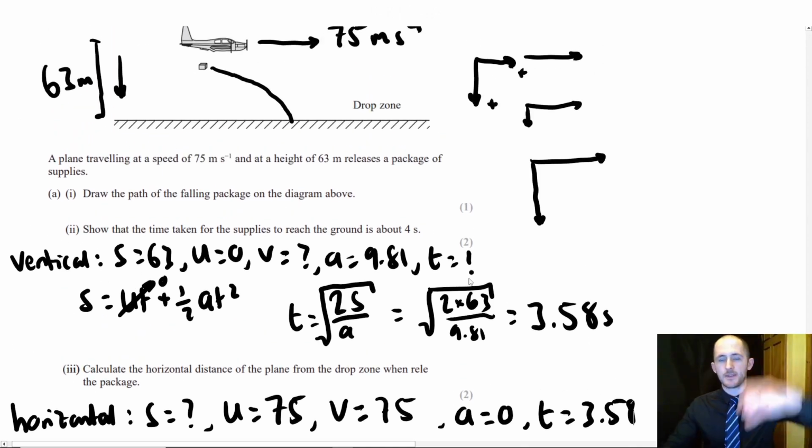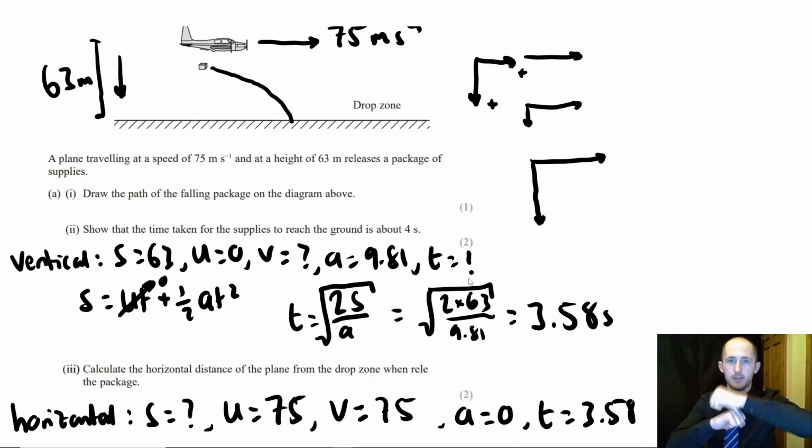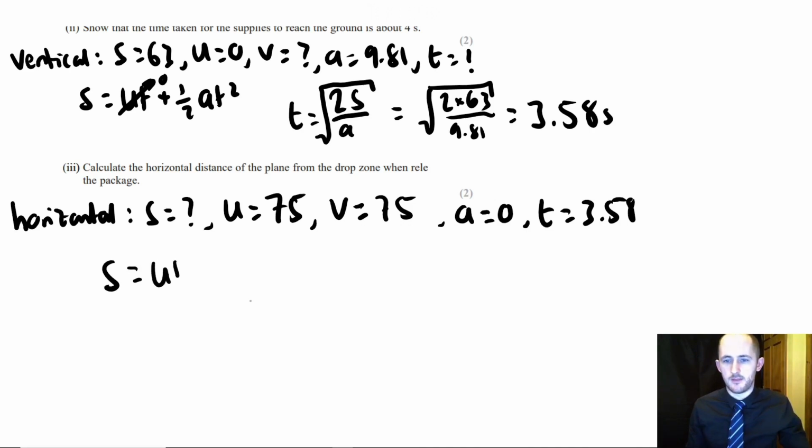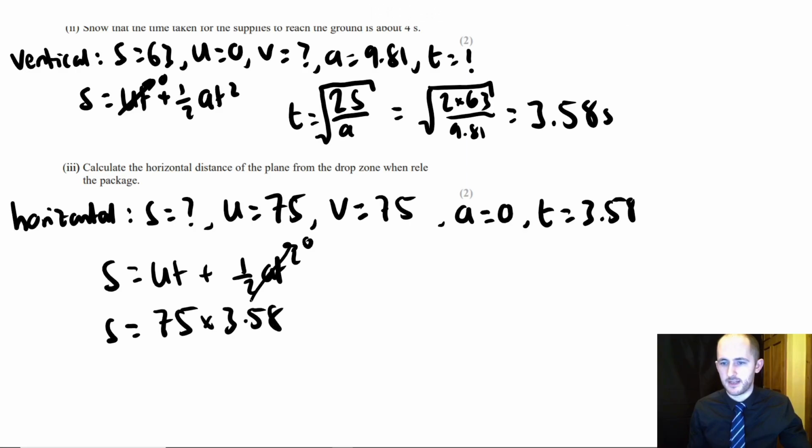So again, what happens? This box drops, it hits the floor, and instantly it's going to stop moving left, right, up, or down. It's just going to, boom, hit, okay? So that's why the time is going to remain the same. And again, we can use UT. So again, it's just distance is speed times time. But if you want to know where that comes from, it's just S equals UT plus half AT squared. But again, A is 0. So it's just distance equals speed times time. So 75 times 3.58. And again, I'm going to use my exact value just because I can.